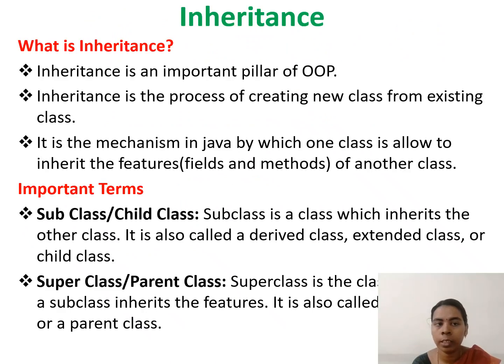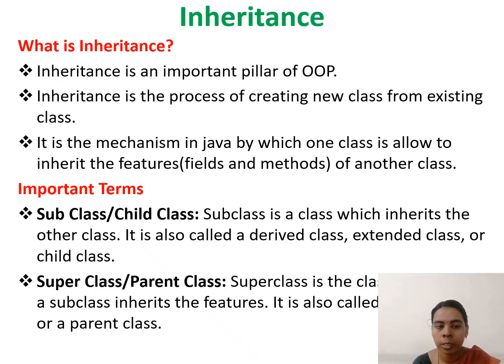What is inheritance? Inheritance is an important pillar of OOPS. Inheritance is the process of creating a new class from an existing class. It is the mechanism in Java by which one class is allowed to inherit the features of other classes.